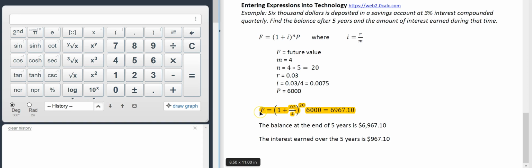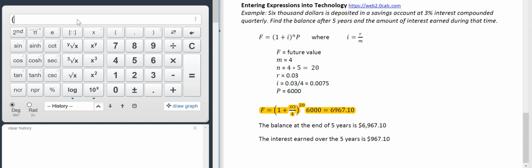So I typed my values into the formula, but I did it a little different. You'll notice I have F equals, parenthesis, 1 plus, and instead of putting the value for I, I put the formula for I, 0.03 over 4. This is because if I is a continuous decimal, then we need to be able to tell the calculator that it is a continuous value and how it was calculated. I close my parenthesis, put my exponent of 20 in, and then my principal.